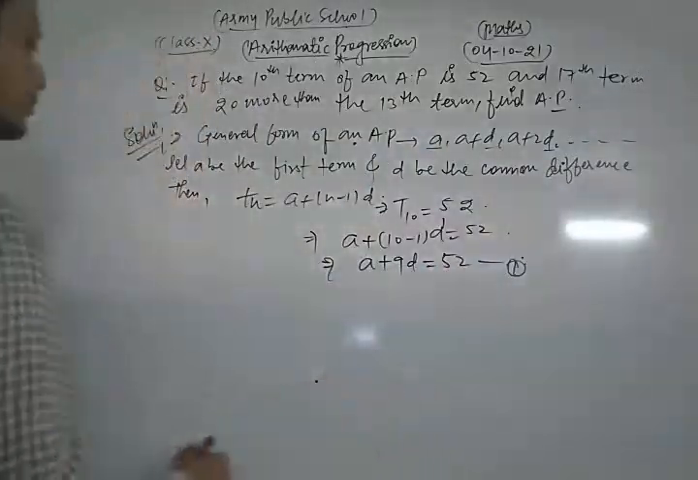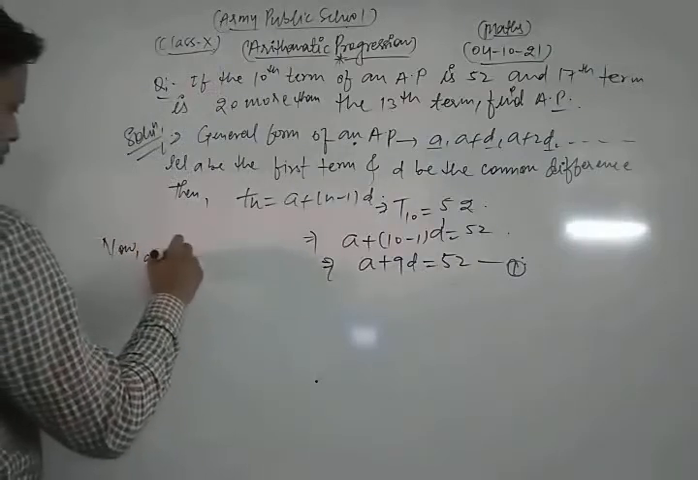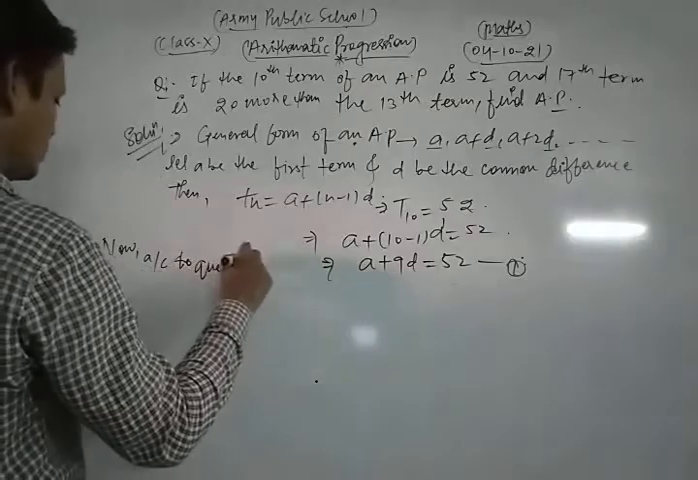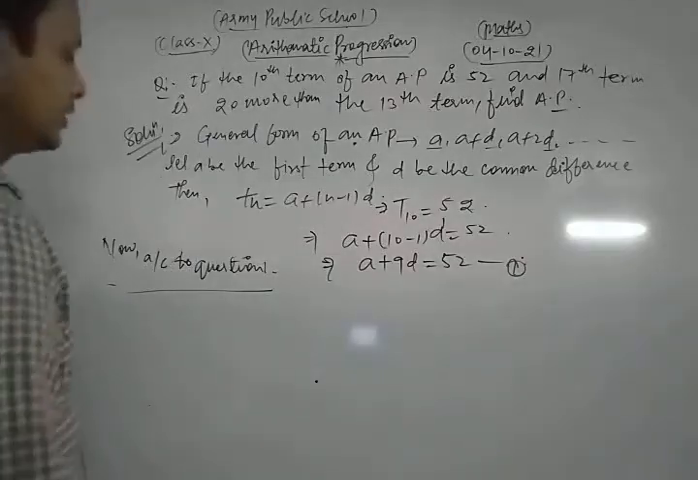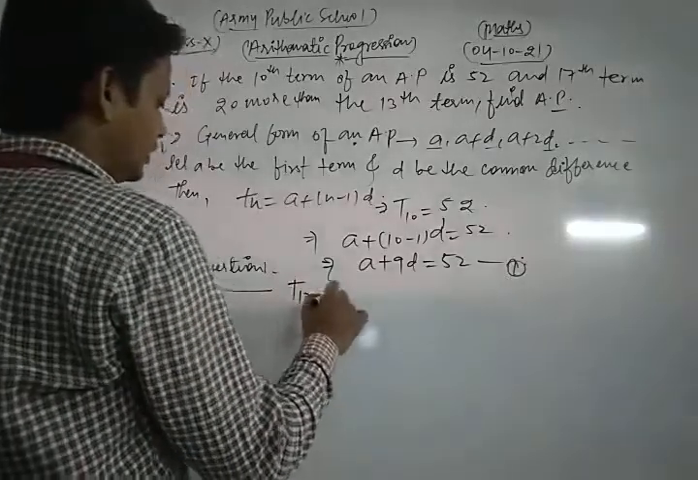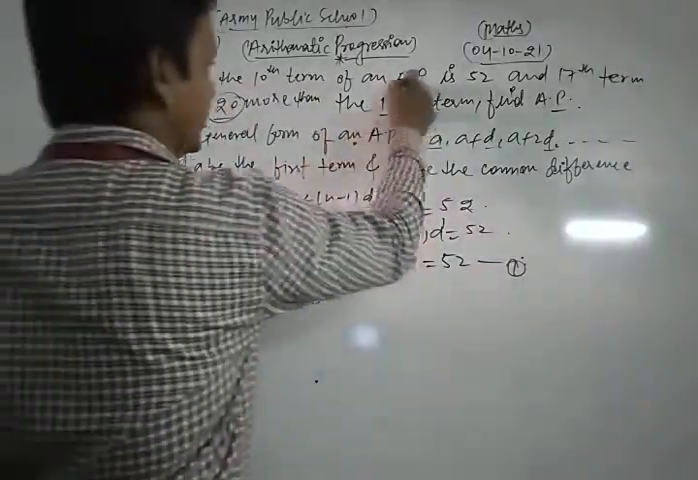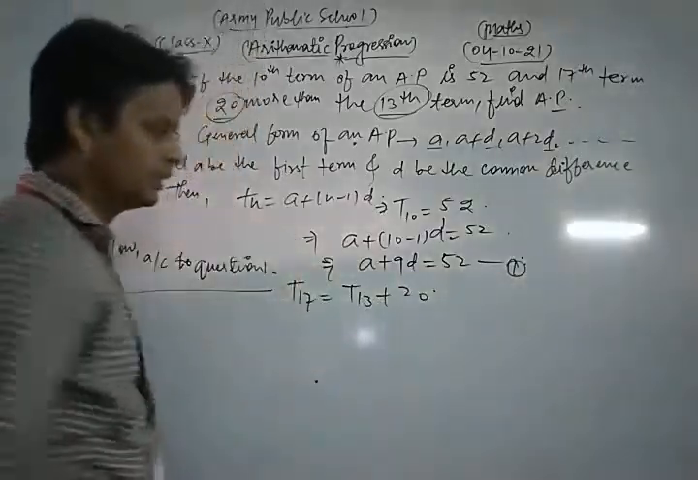Now, according to the question, the 17th term, that is T17, is equal to 20 more than the 13th term, that is T13 plus 20. This is the condition.